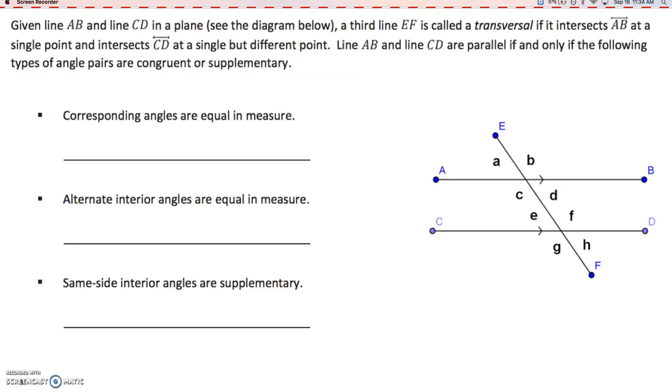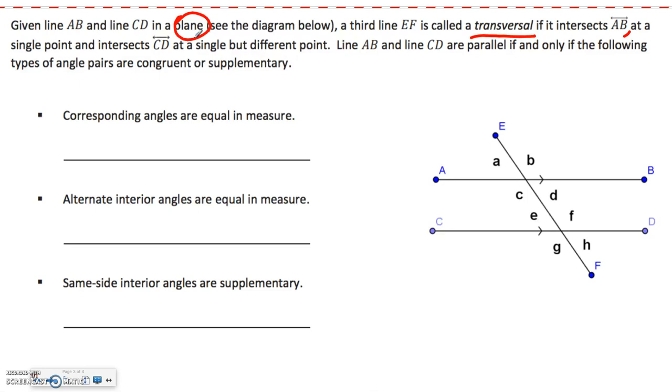So let's see. Given line AB, we have line AB and line CD in the plane. Remember what plane is? We're talking about the coordinate plane, okay? A third line, EF, here's EF, is called a transversal. We have two lines so far, and our third line, EF, is called a transversal if it intersects line AB. The two arrows on top mean line.